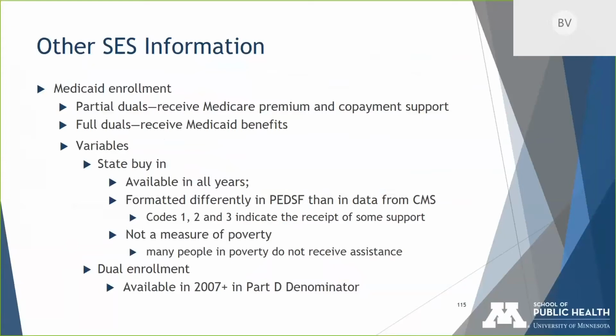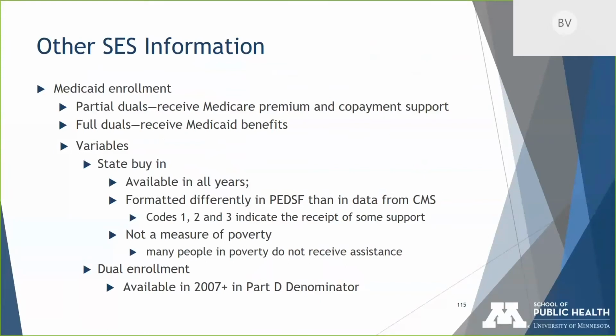There are other person-level variables that give you some socioeconomic information. For example, there is Medicaid enrollment. People end up enrolled in Medicaid often because they have lower resources. Partial duals, so we call people who are enrolled in both Medicare and Medicaid, we call them dually enrolled, and I will refer to them as duals. The partial duals receive Medicare premium and copayment support. They generally have slightly higher resources where they don't qualify for full Medicaid benefits, but the state may pay their Medicare premiums for them and pay their Medicare copayments.